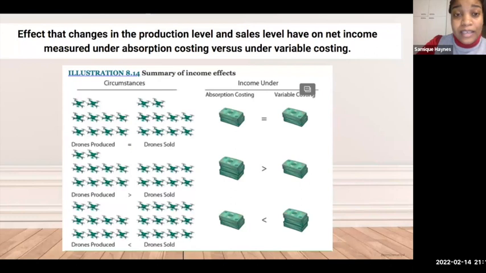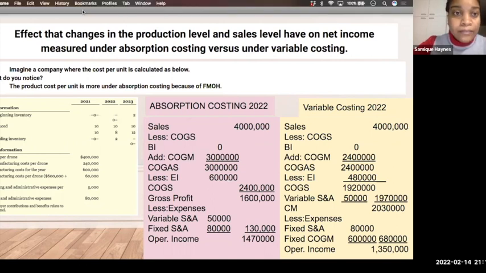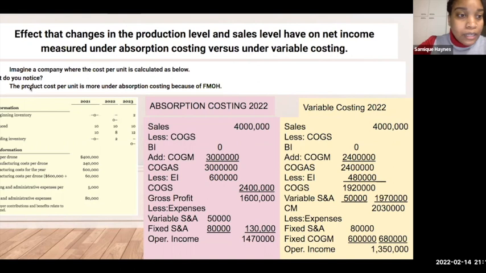And very quickly, what happens with ending inventory, if we notice, is that this $600,000 here, where is it going to go next? Where is this 600,000 going to go next? Anybody knows? Next year's beginning inventory, exactly.